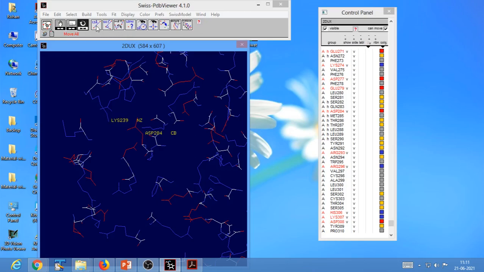So what you can do is find out the distance using this particular button over here. Let us see the distance between this atom and the next atom, that is 2.89, and hence you have identified that a salt bridge can exist between lysine 239 and aspartate 284.